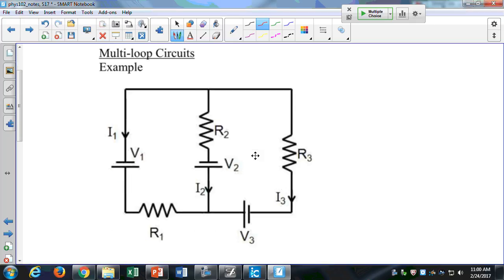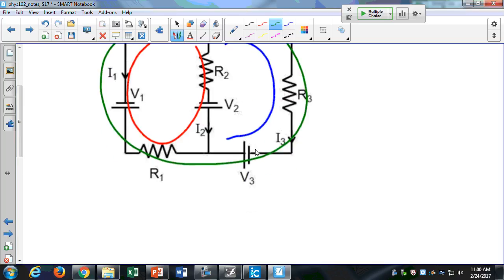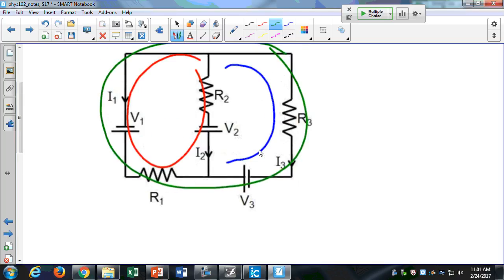We're going to look. This is a multi-loop circuit. It's the simplest multi-loop you can have. I want to write 4 equations. I'm going to write an equation here for the left loop. I'm going to write an equation for the right loop. And I'm going to write an equation for the big loop. That's the big loop right here. See, there are 3 distinct loops in this circuit. So let's do the big loop first.